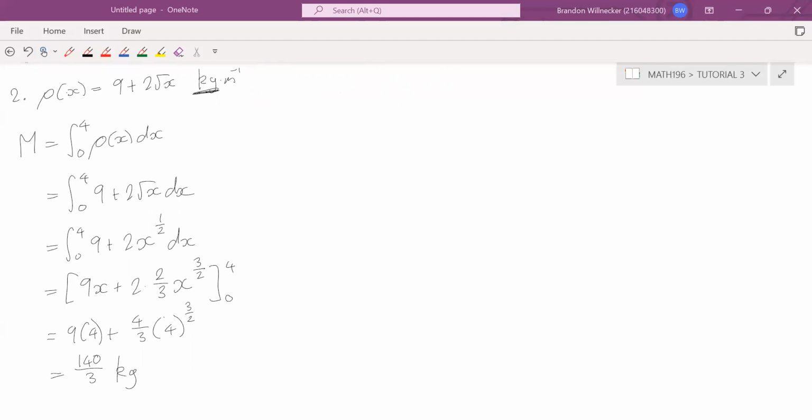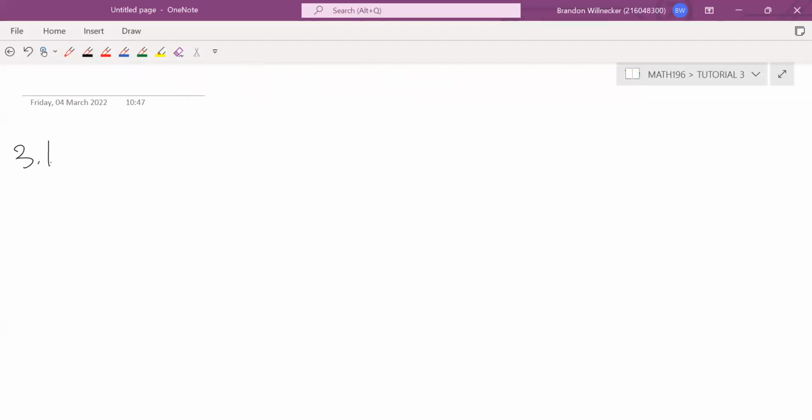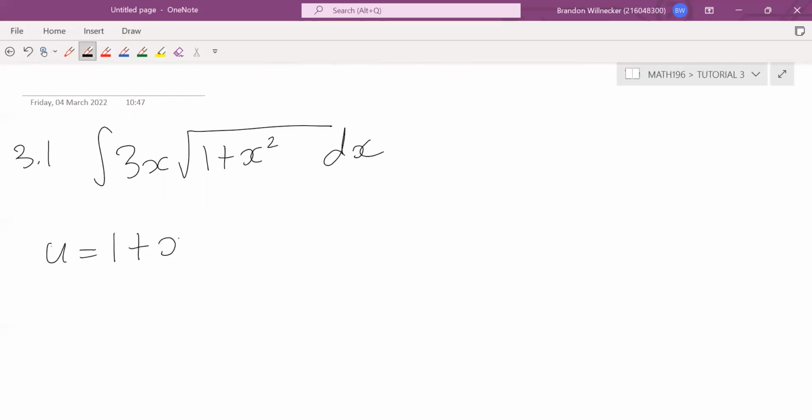Okay, let's have a look at the indefinite integrals now with the U-substitution. So this is 3.1. So we have the integral of 3x square root 1 plus x squared dx. Okay, so like I said before, there's no set rule with this U-substitution. Figuring out what U needs to be comes with practice. But here we can see we've got the square root of some function inside. So that's a good hint that this inside function should be U. So U is equal to 1 plus x squared.